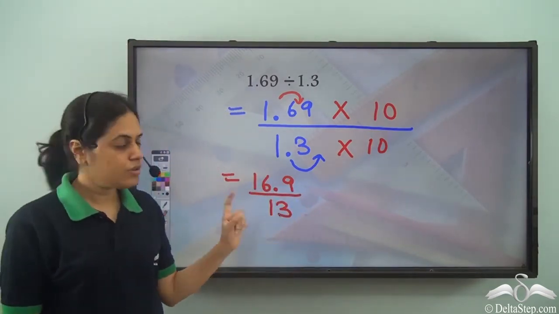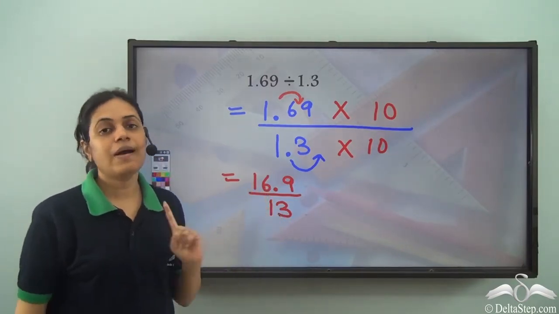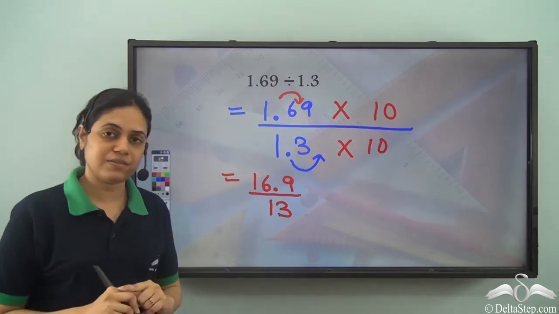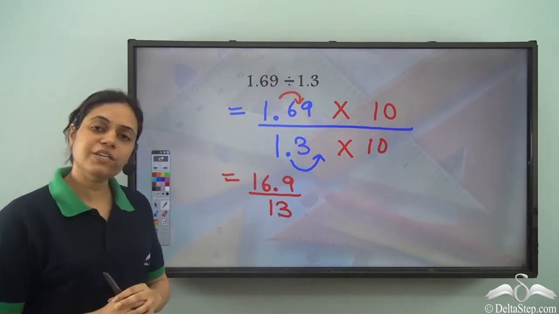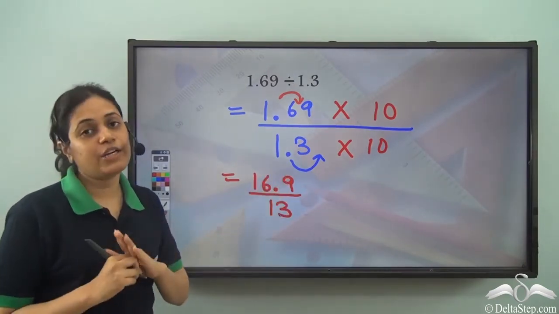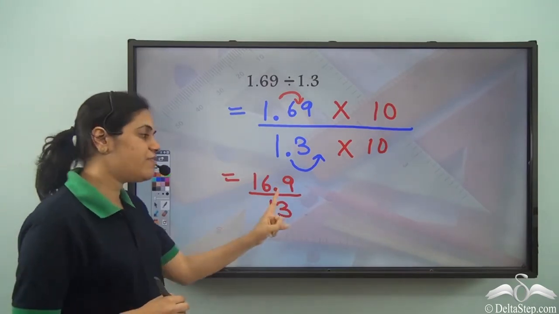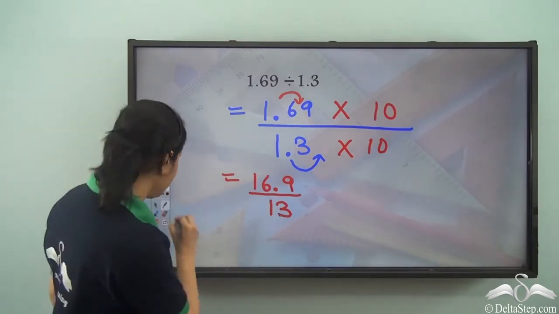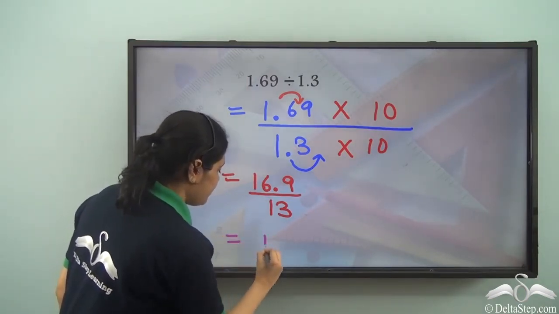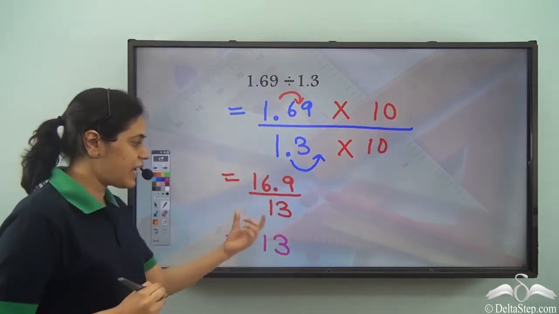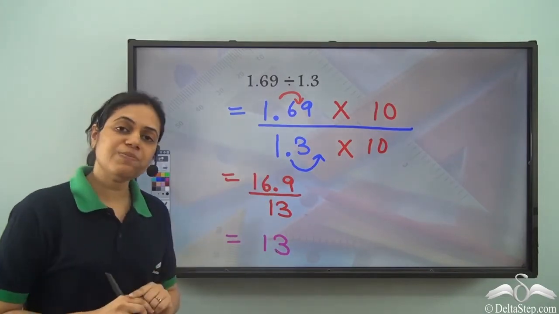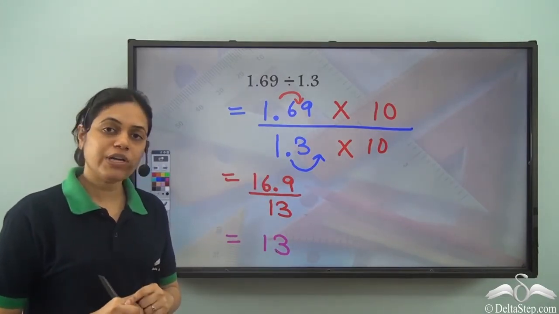Now what do I do? The decimal point is still here, but now it is there only in the dividend and not in the divisor. So we can now divide it normally. So I ignore the decimal point, and ignoring the decimal point, if I divide 169 by 13, I get 13. So 169 divided by 13 is 13. And now I need to put the decimal point at the correct place. How do I do that?